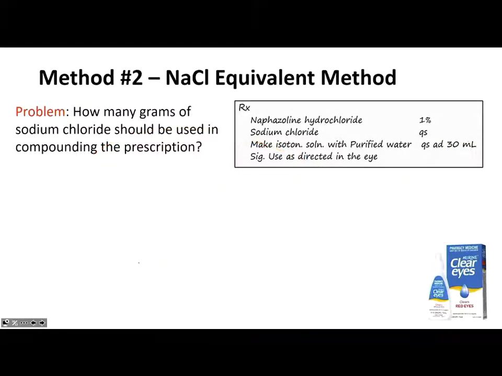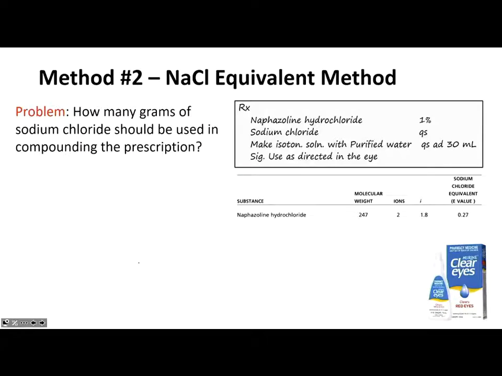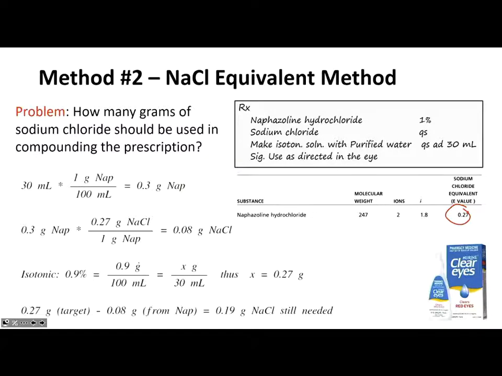Okay? Can we do it again? Let's do it again. All right, so for the sodium chloride equivalent method, we look up the E value. So again, there's the E value that we need for our active ingredient. So let's do it. Remember, the problem with the sodium chloride equivalent method is that it doesn't help me to have my concentration as a percent. So let's start by converting this 1% of 30 milliliters, combine those and bring those over here and calculate the actual weight of naphazoline. So take 30 milliliters times its concentration of 1% as 1 gram per 100 milliliters. Milliliters cancel.